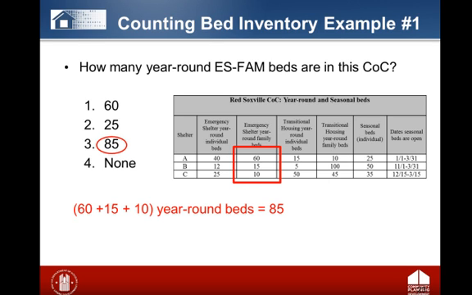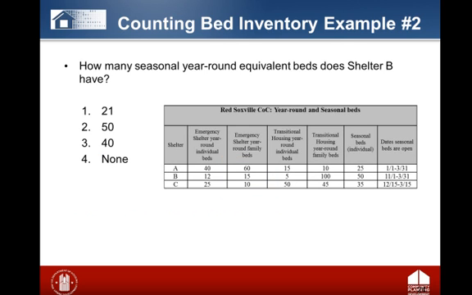You simply add the number of emergency shelter beds for families from Shelter A, 60, Shelter B, 15, and Shelter C, 10, which makes 85. For a second example, Shelter B operates a program with cold weather beds or code blue beds from November 1st through the end of March. How many seasonal year-round equivalent beds does Shelter B have?